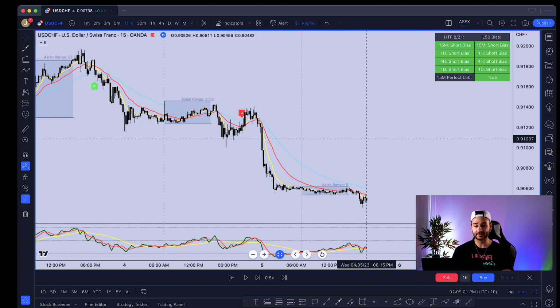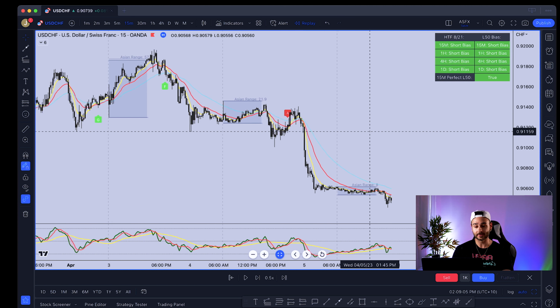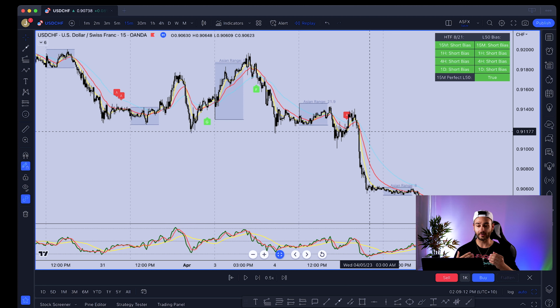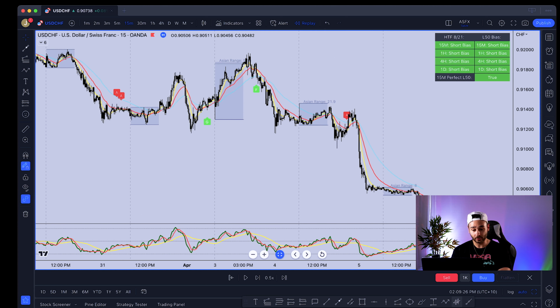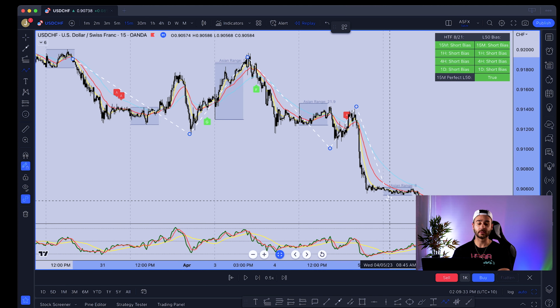First thing I did when I got to the desk and I added USDCHF to my watch list, on the 15-minute, that is my active trading time frame, I just zoomed out a little bit and I said, okay, where is this pair going? Price is making lower highs, lower lows, lower highs, lower lows.